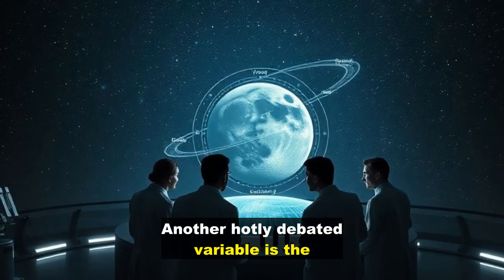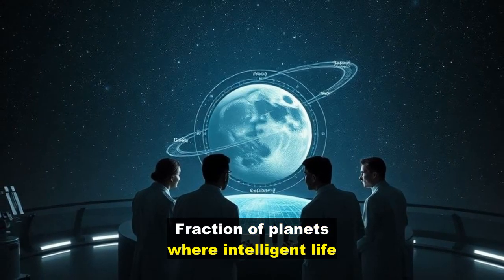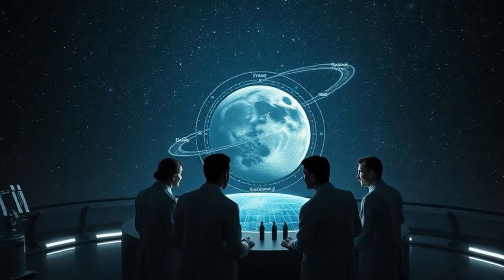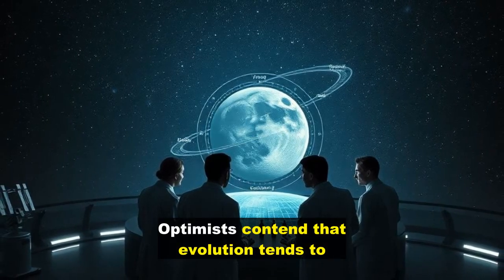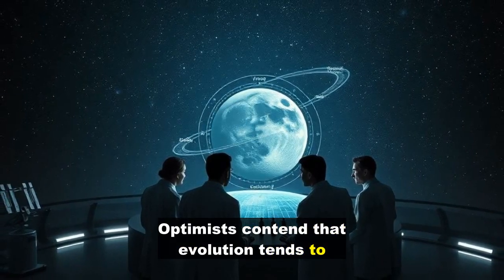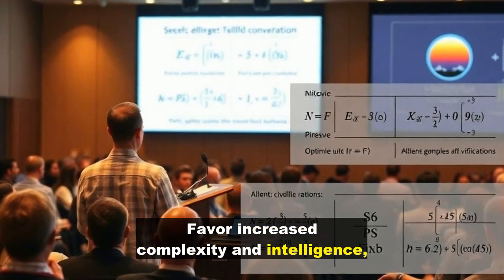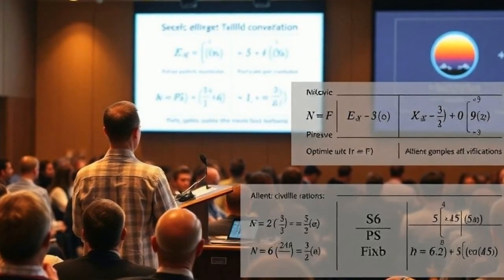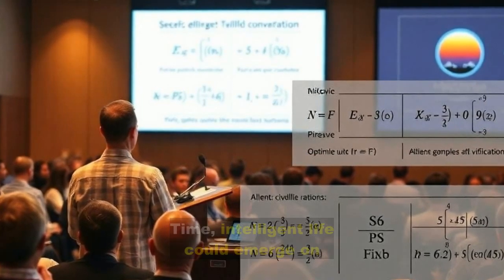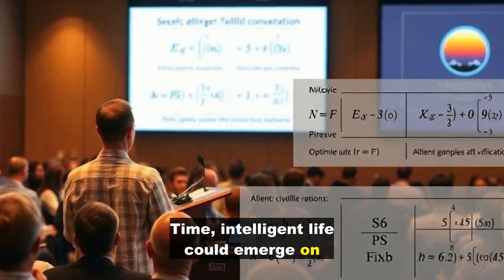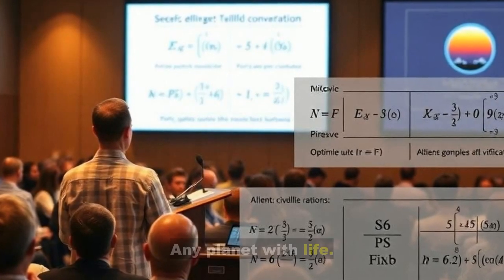Another hotly debated variable is the fraction of planets where intelligent life emerges, often denoted as phi. Optimists contend that evolution tends to favor increased complexity and intelligence, as seen on Earth. They speculate that if given enough time, intelligent life could emerge on any planet with life.